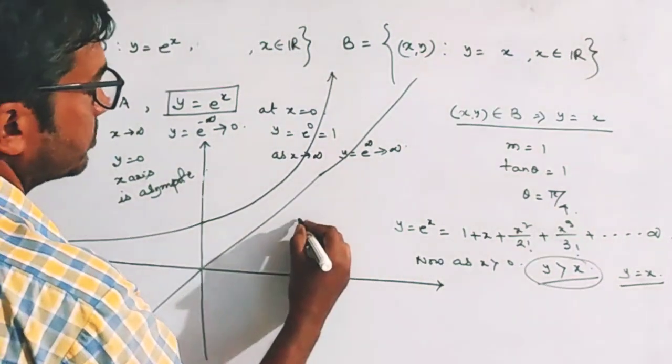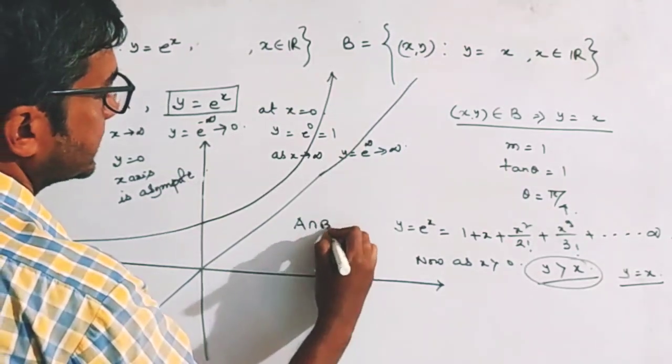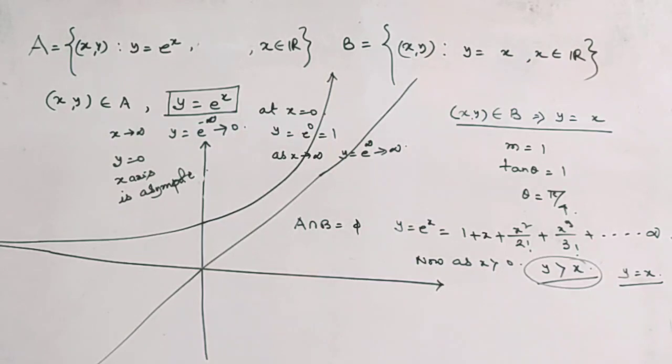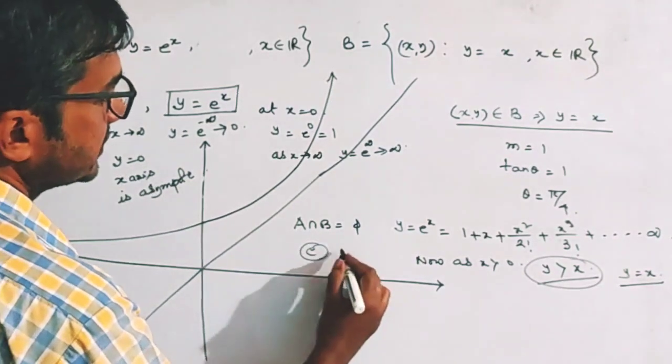Hence, the correct option is A intersection B, which is equal to the empty set. And our correct answer is option C. C is correct.